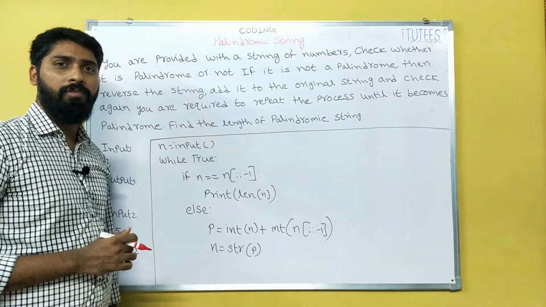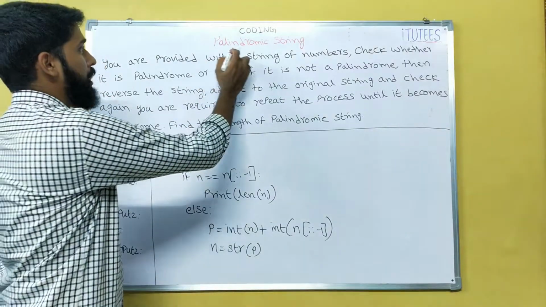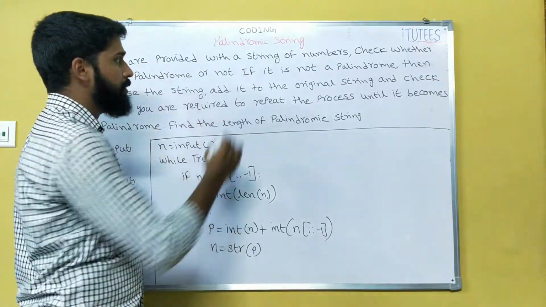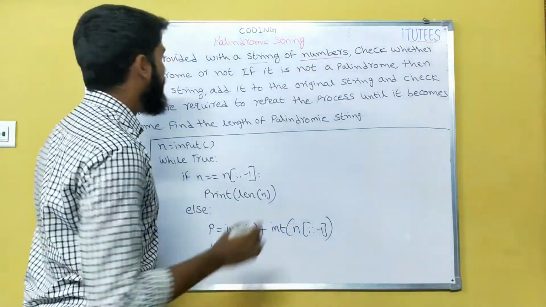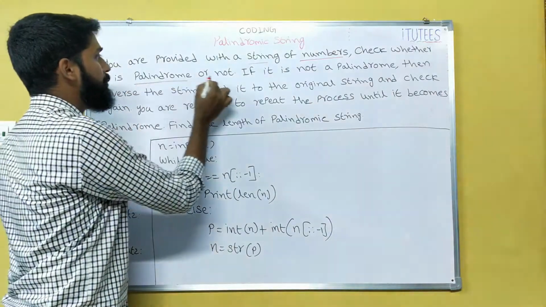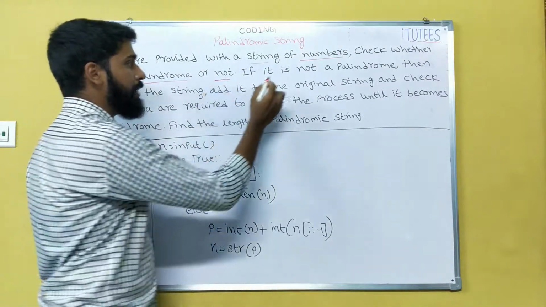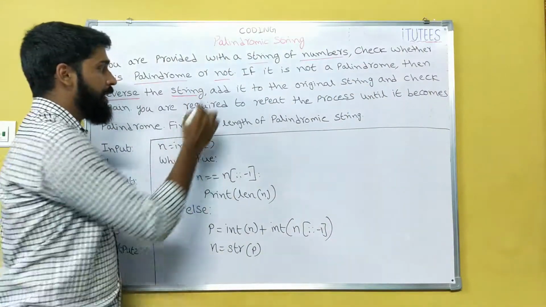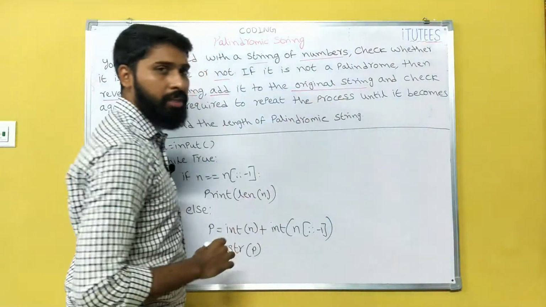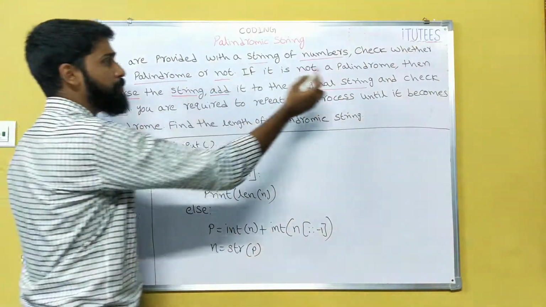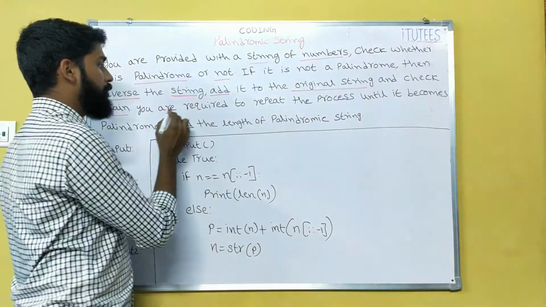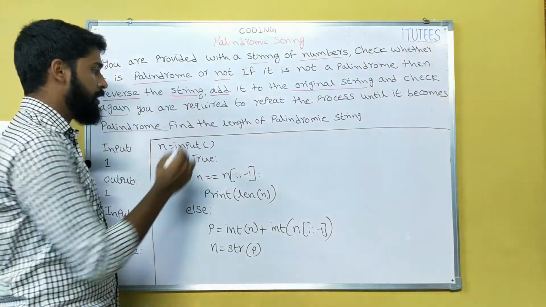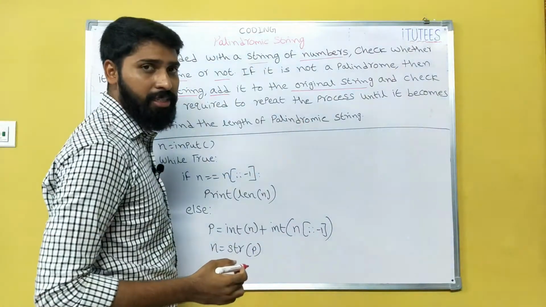Now we are going to solve one coding problem. It's a palindromic string. You are provided with a string of numbers. Check whether it is palindrome or not. If it is not a palindrome, then reverse the string, add it to the original string and check again if it is palindrome or not. You are required to repeat the process until it becomes palindrome. So find the length of the palindromic string.